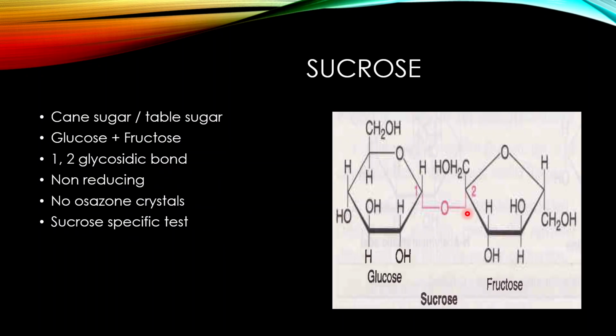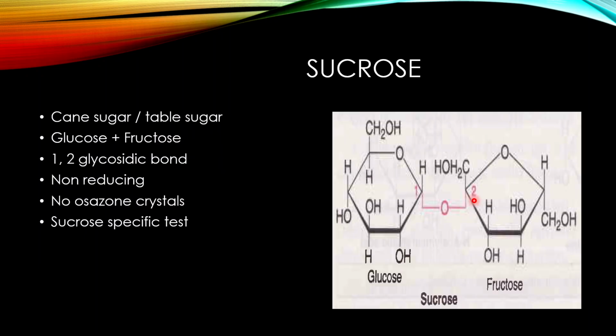Lastly, we have sucrose. Sucrose is commonly present as table sugar or sugarcane juice. It is formed between glucose and fructose. The first carbon atom of glucose, which contains the aldehyde group, binds with the second carbon atom of fructose, which contains the keto group. So both functional groups are occupied in bond formation. Hence sucrose is a non-reducing disaccharide, because the aldehyde group on the first carbon atom of glucose binds with the keto group on the second carbon atom of fructose. So it is non-reducing, hence it does not form osazone crystals.